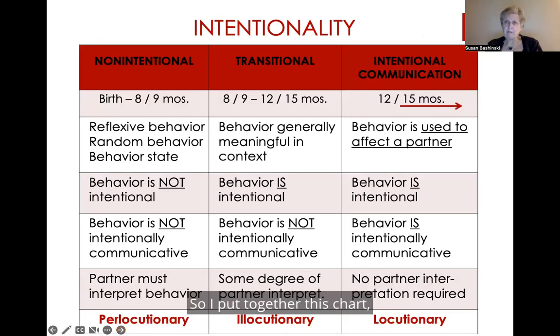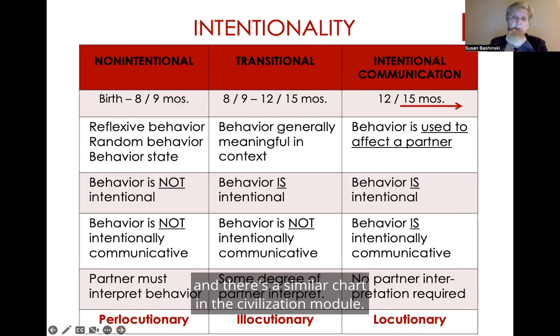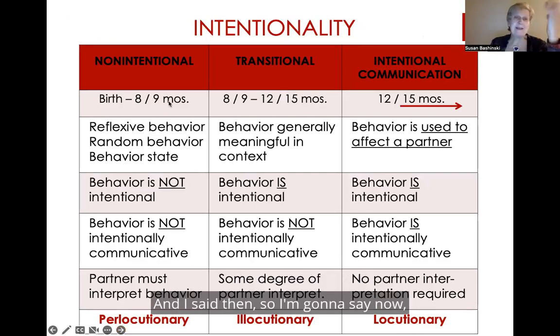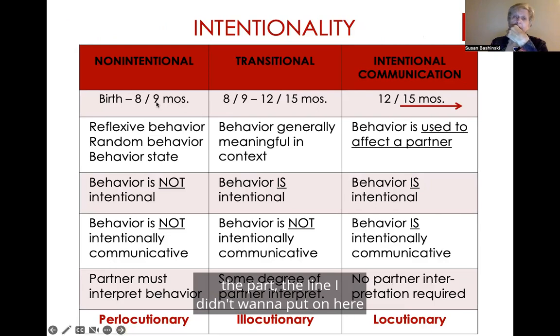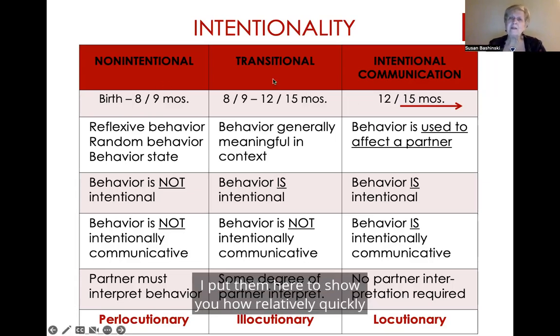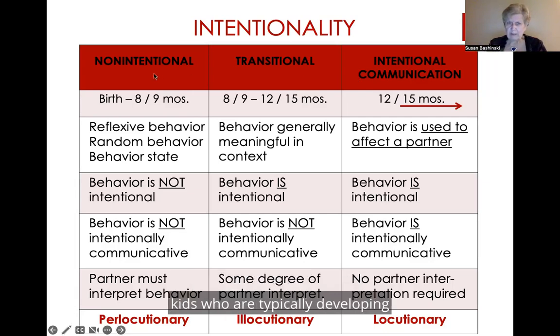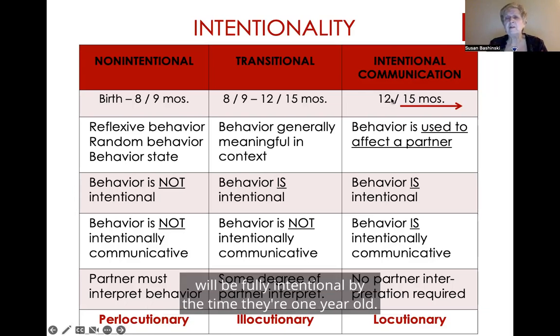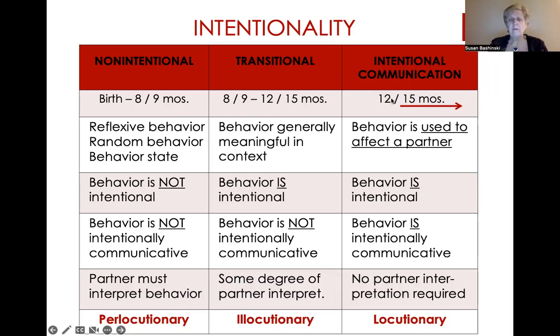So I put together this chart, and there's a similar chart in the symbolization module. And I said then, so I'm going to say now, the line I didn't want to put on here was this line right here, because these ages are loosey-goosey, maybe estimate. Don't get hung up on these ages, please. I put them here to show you how relatively quickly kids who are typically developing move through to intentional communication. Many kids who are typically developing will be fully intentional by the time they're 1 year old. Many kids with deaf-blindness won't come close to that.